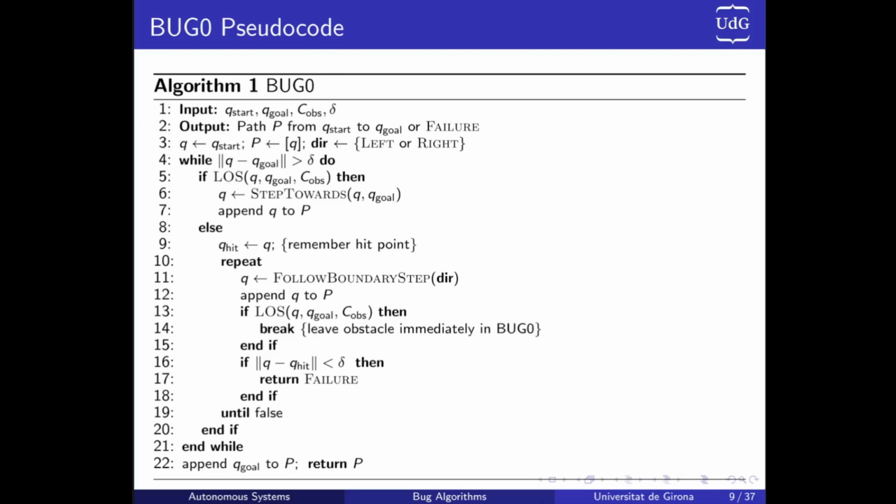This is the signature of the function, and this is the initialization of the function. When we initialize, the first position that we will move at is the Q start position. Okay? And then the path will be initialized as a list with this position.